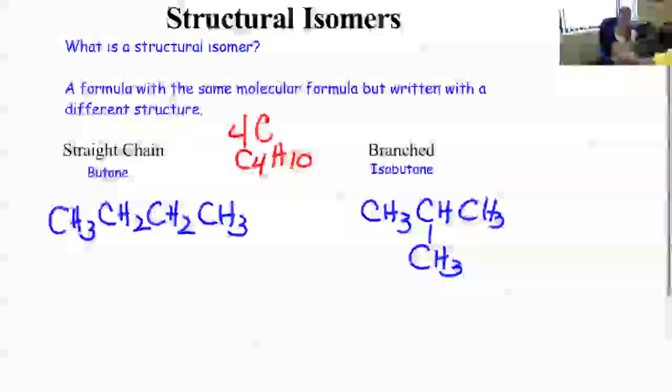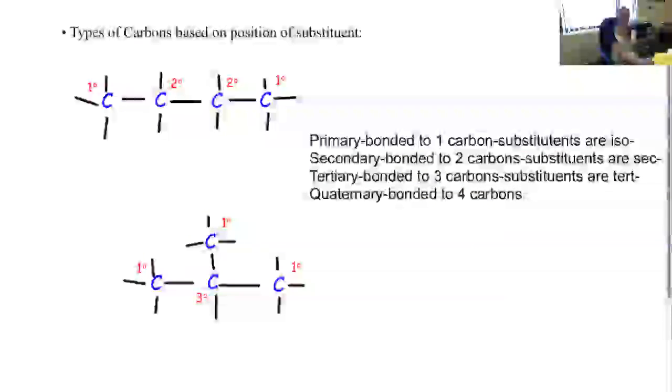These different names we give things are based off of the type of carbon it is. Primary means it's bonded to 1 carbon. We call these iso if it's a substituent, ISO. If you have a secondary carbon that's bonded to 2 carbons, we call that sec. 3 carbons, tertiary or tert, and 4 carbons is a quaternary carbon, and something bonded to 4 carbons isn't going to be a substituent, so it doesn't have an ending.